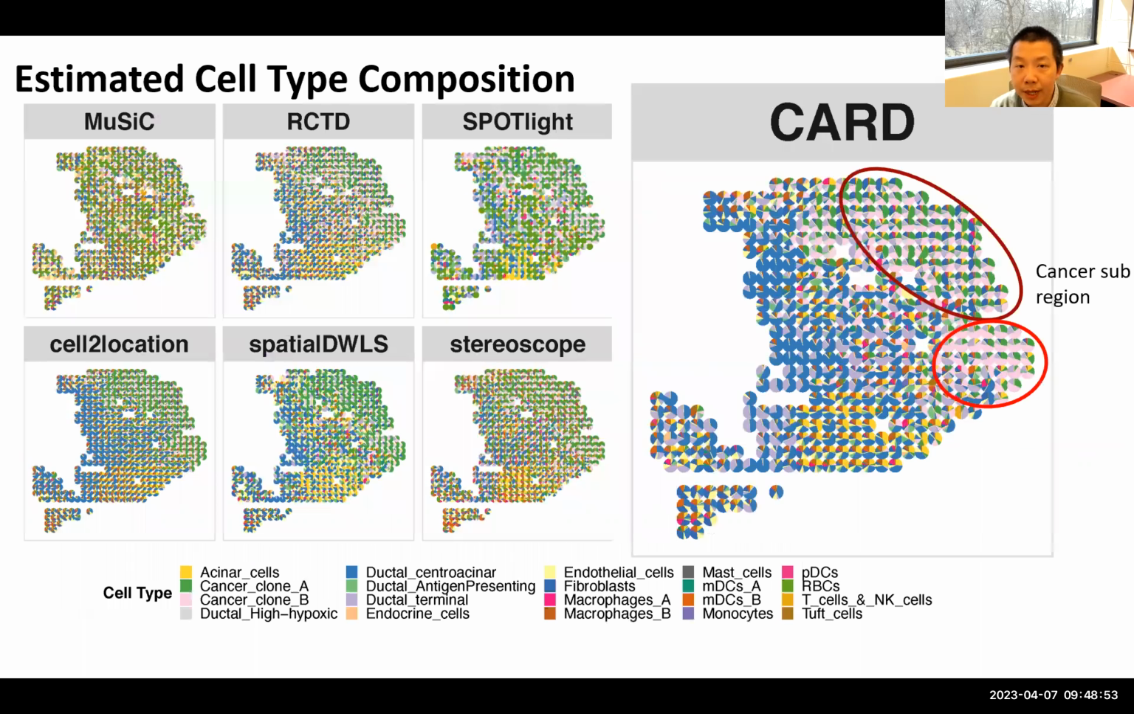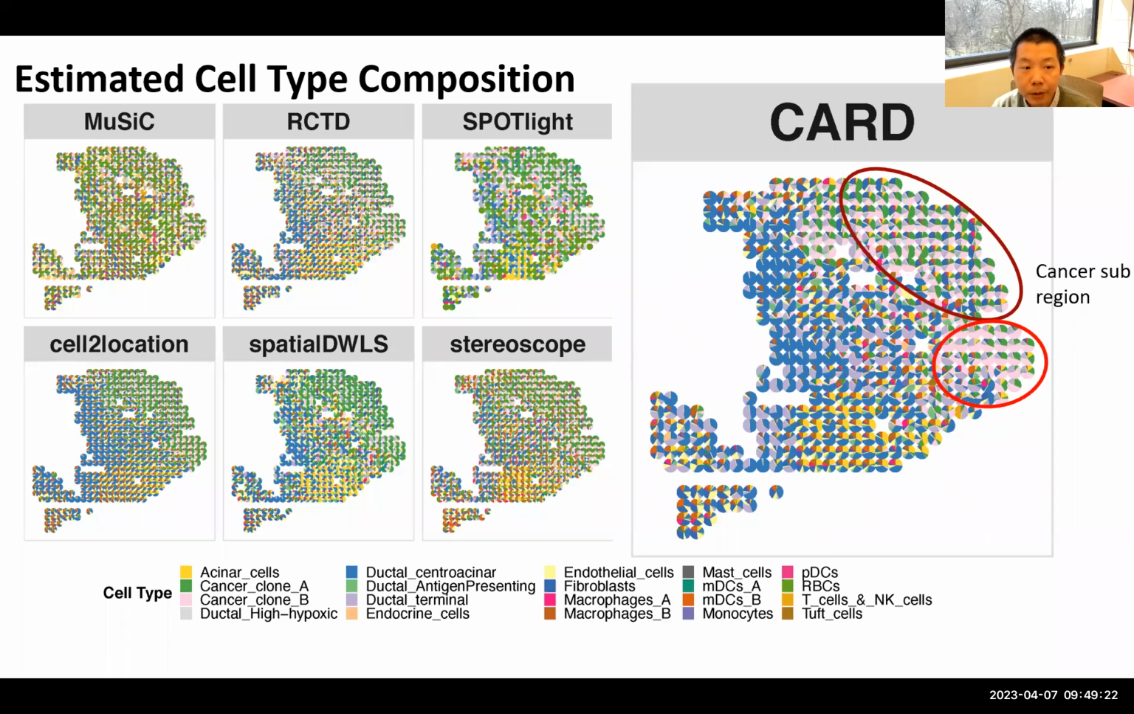So this shows the deconvolution results. If we look at CARD, you can see that each dot represents a pie chart, and the size of the charts represents a different composition of the different cells. And you can see that the results from CARD and some of those methods, for example, cell2location, they actually capture the histology annotation relatively well.